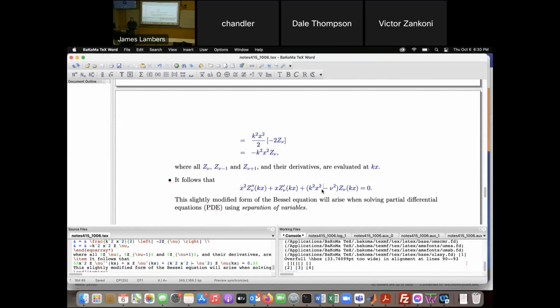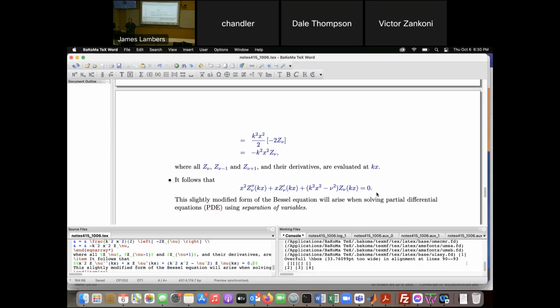The reason why this is of interest, and something I mentioned last time too, is that for certain partial differential equations, PDEs, where you solve them by separation of variables, this modified form of Bessel's equation pops out. And you're able to express the solution in terms of the Bessel functions of the first kind. I mentioned one example of this last time, and that is solving Laplace's equation on a disk.